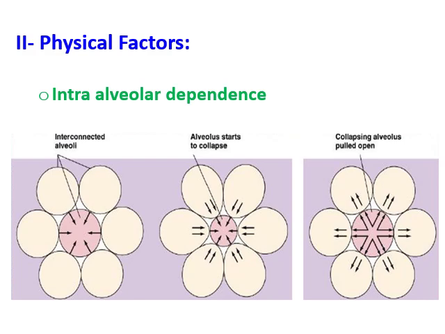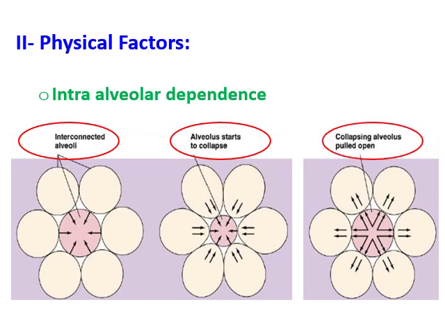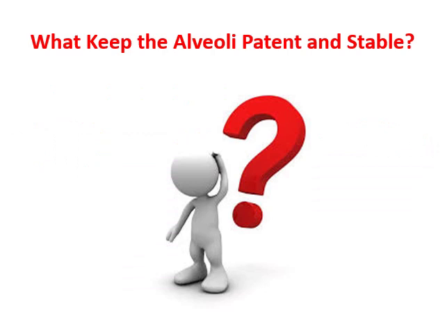The second physical factor that affects breathing is the intra-alveolar dependence. Remember that alveoli are made of elastin and collagen fibers, and they are connected to one another. So, if one alveolus starts to collapse, the others are going to pull on it and hold it back in its place. The only place where we don't have these interconnections is where the alveoli are close to the pleural surface. Now we can ask, what keeps the alveoli patent and stable? The answer is the presence of negative intrapleural pressure, the presence of lung surfactant, and the presence of intra-alveolar dependence.